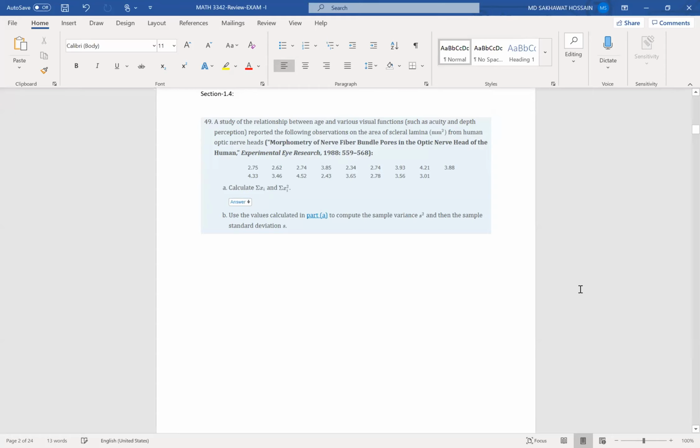Okay, so here, this is from section 1.4. A study of the relationship between age and various visual functions reported the following observations on the area of scleral lamina. So here we are given the data. This is our data set. Now we have to calculate sigma of xi. So part A is sigma of xi.